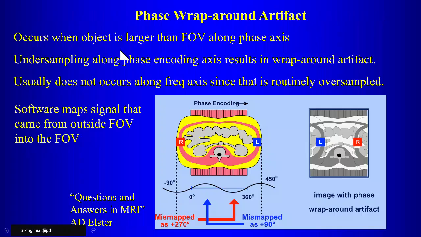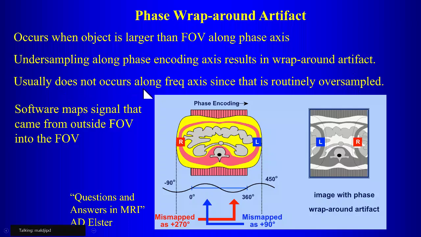Now, why does this occur? Don't worry about the math, but it occurs because the object is larger than the field of view along the phase encoding axis. So it means that there's been undersampling along the phase encoding axis. Whenever there is undersampling in the phase encoding axis, you will get wraparound artifact. You will get anatomy that is mapped to the wrong part of the image, okay?